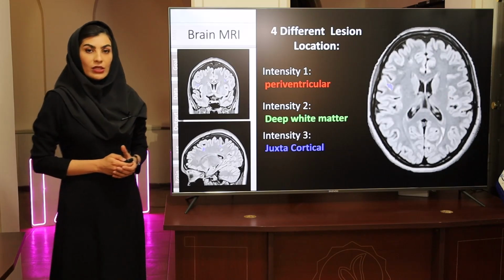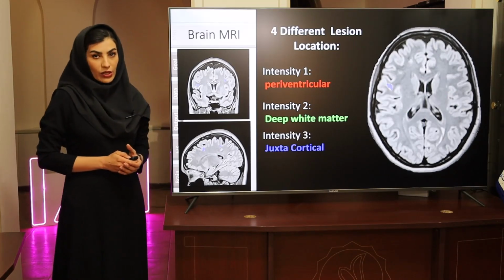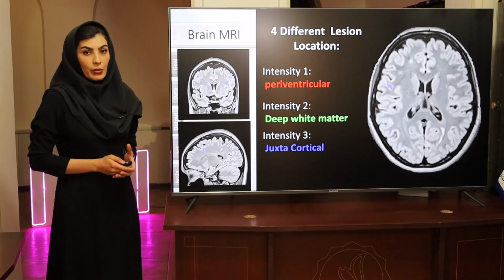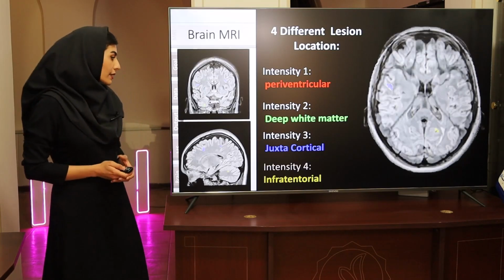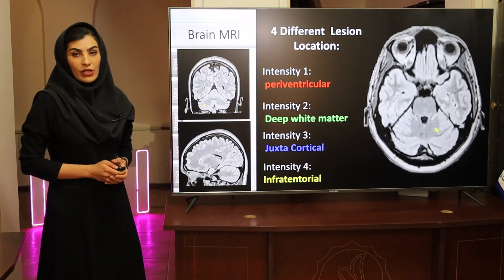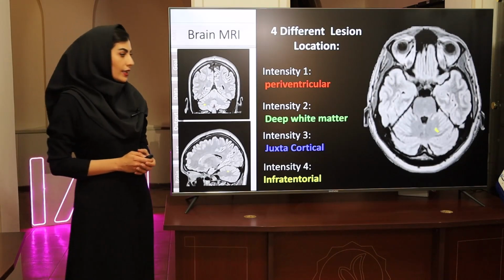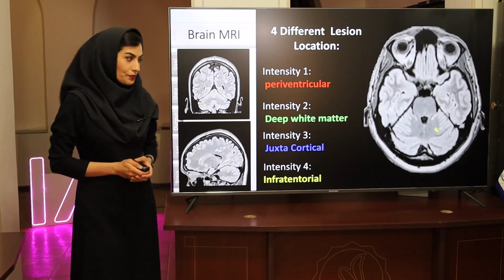Intensity number 3, juxtacortical, which is near the cortex. The cortex is responsible for higher order function. And intensity number 4, which is infratentorial. These lesions occur in the brainstem and cerebellum.